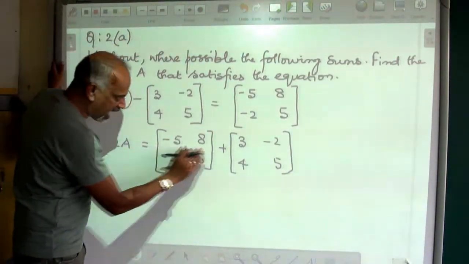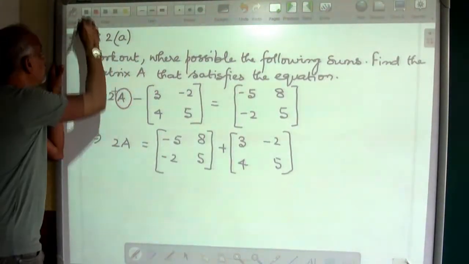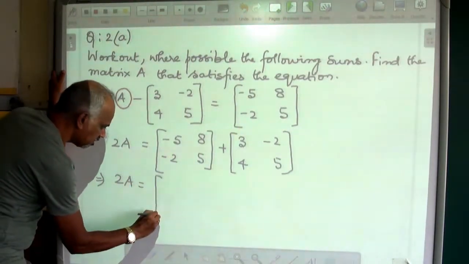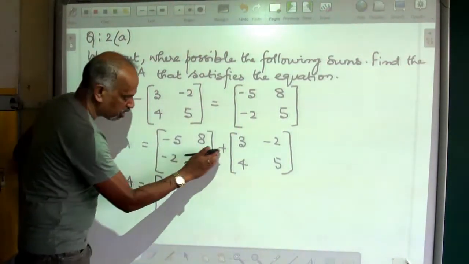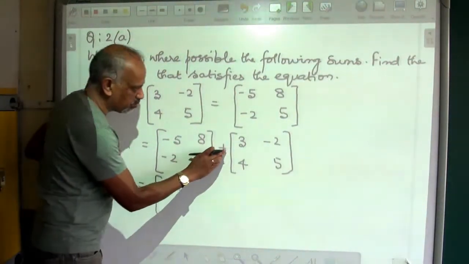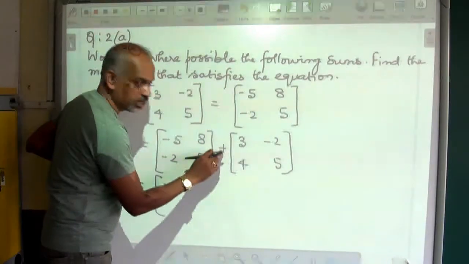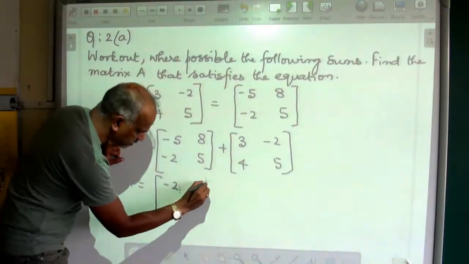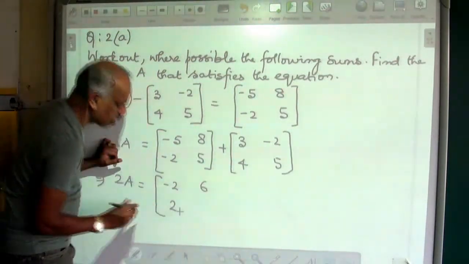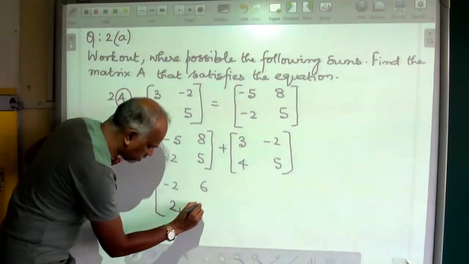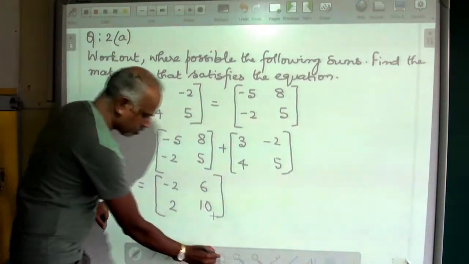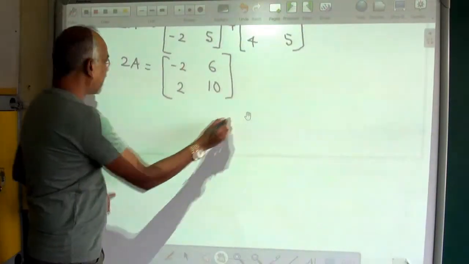All that you have to do is add both of them. So you will get 2A is equal to, now simplify, minus 5 plus 3 is minus 2. 8 plus minus 2 is 6. Minus 2 plus 4 is 2. And 5 plus 5 is 10. This is value of 2A. But the question is to find A.